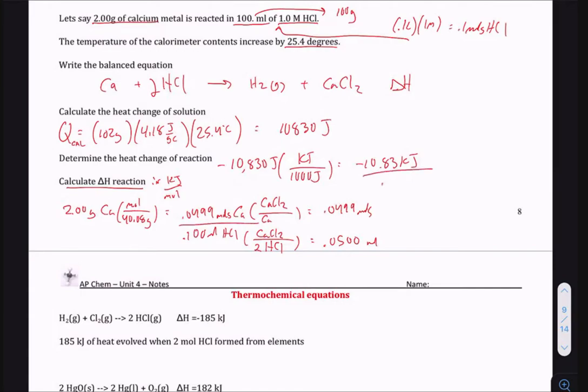So divided by 0.0499. Normally it's not this close. All right, negative 217 kilojoules per mole. Okay, so how we went through this reaction was essentially almost the same way you do heat of solution, right? You needed Q because you needed to find the amount of energy absorbed by the calorimeter contents. You know that the Q for the calorimeter is equal but opposite to the Q of the reaction, and then you just divide by the moles. There you have it.